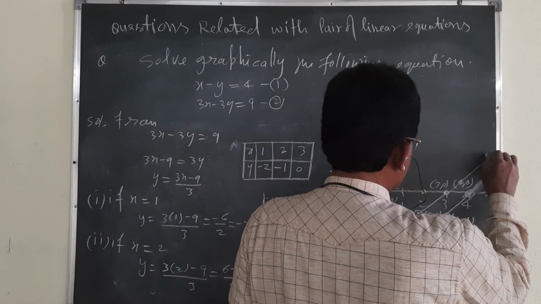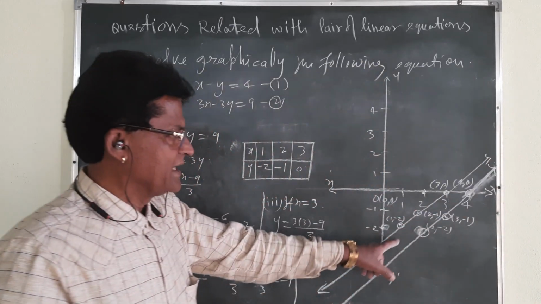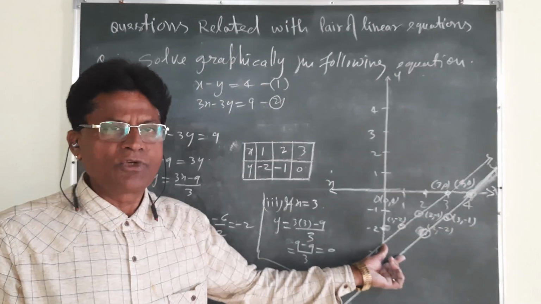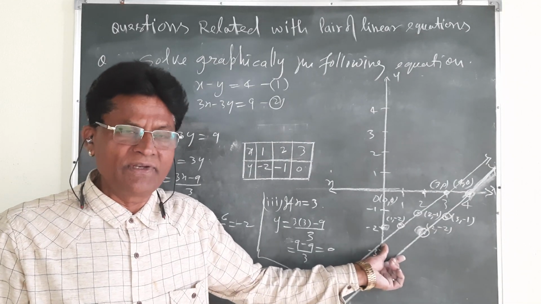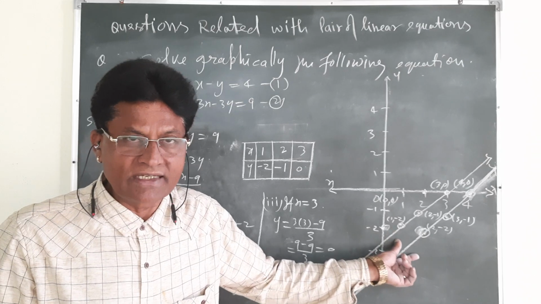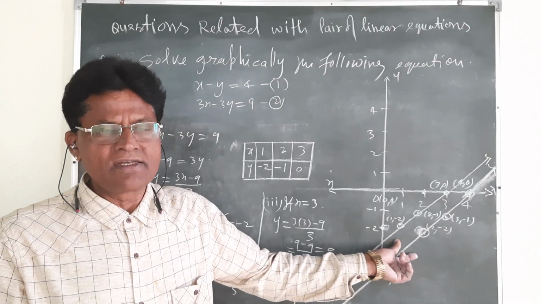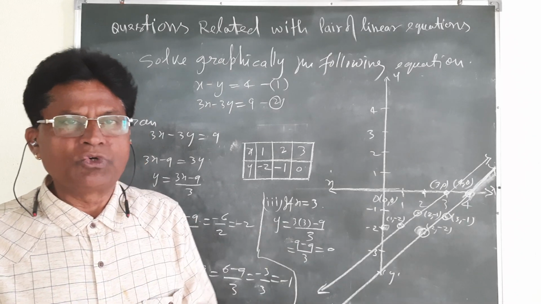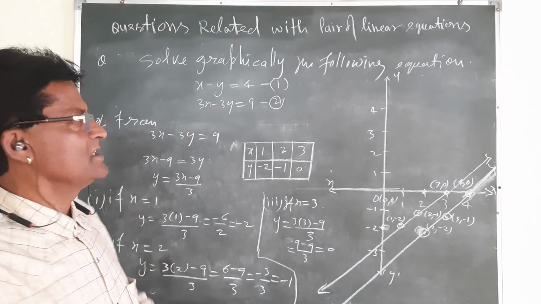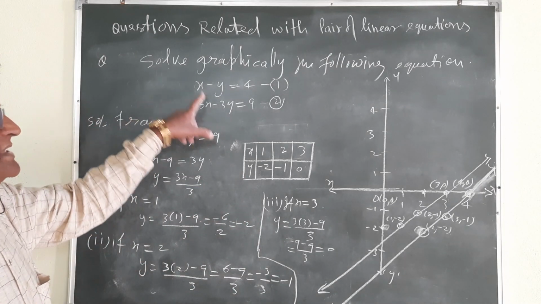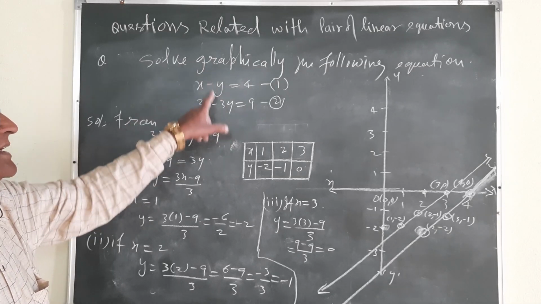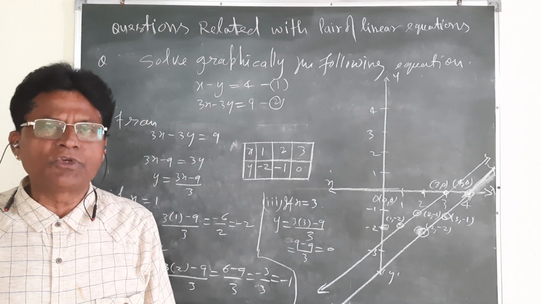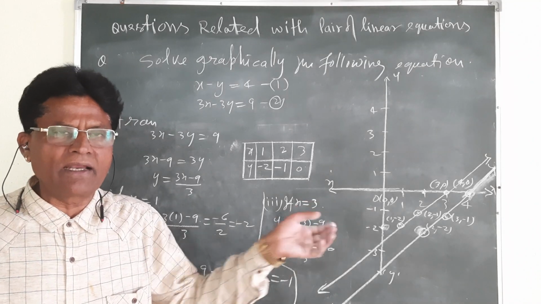And produce it. My dear student, you will find that both the lines are parallel to each other. If both the lines are parallel to each other, then how many solutions will be there? Because the lines are not intersecting at all at any point, that is why there will not be any solution. That is why we have checked whether these two lines are intersecting, getting the solution or not. You can write there will not be any solution because lines are parallel.